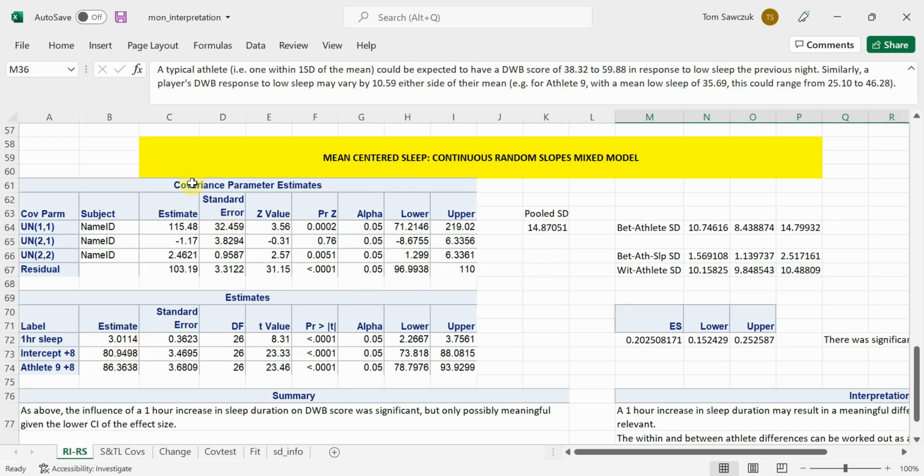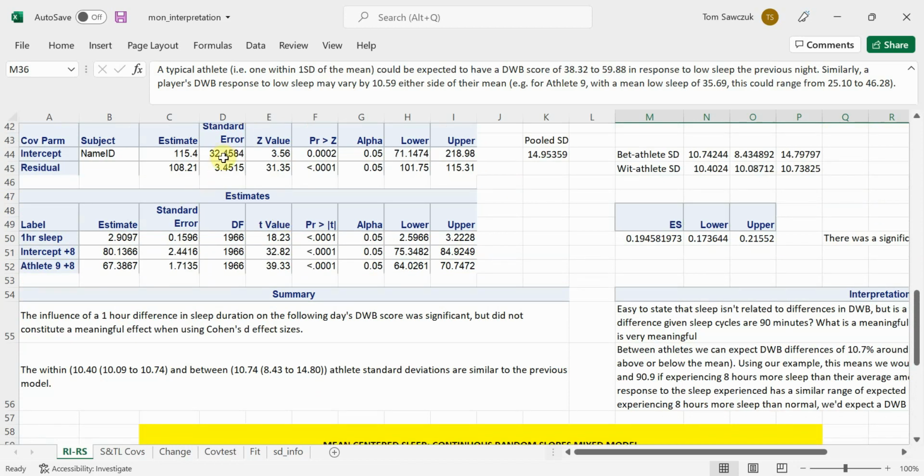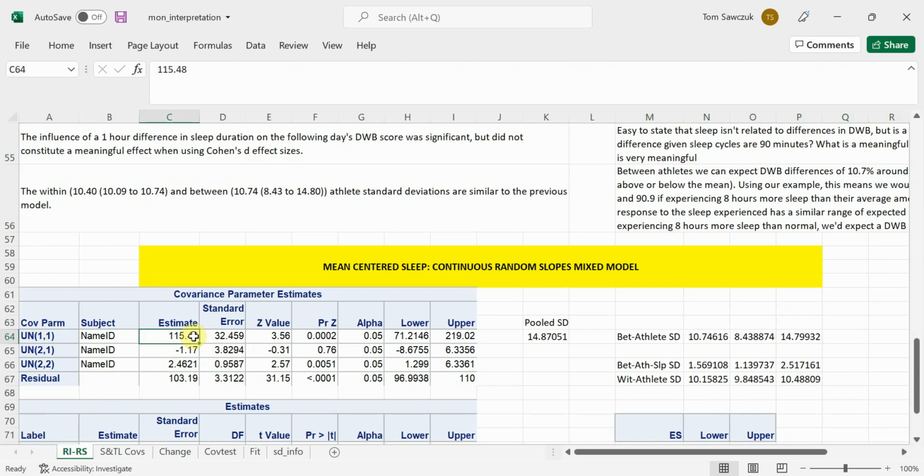And as you can see, the covariance parameters are now bigger than they were before. Before it was only 2 lines, now it's 4 lines. And this gives us the between athlete standard deviation, the between athlete standard deviation in the influence of sleep on subsequent day well-being, and the within athlete standard deviation.